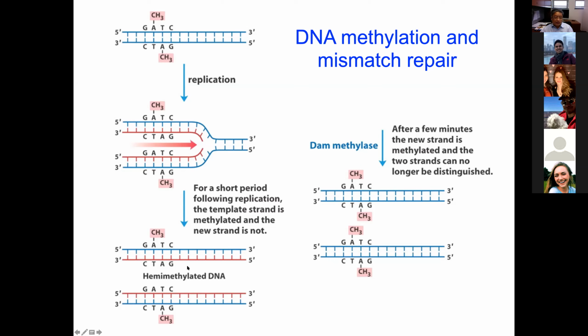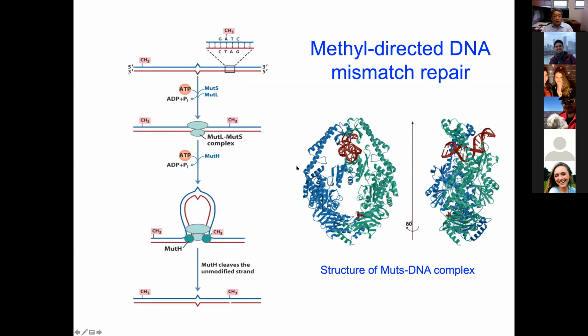So in our case, if there's a mismatch which happened in the replication process, at this stage the mismatch can be recognized and repaired, because at this stage the cells can recognize which one is the original and which one is newly synthesized. So this family of enzymes called MutS is involved in the recognition of the mismatch. And you see, this is the structure of the MutS-DNA complex. It recognizes the DNA, and you see MutS and MutL bind DNA at the mismatch region.